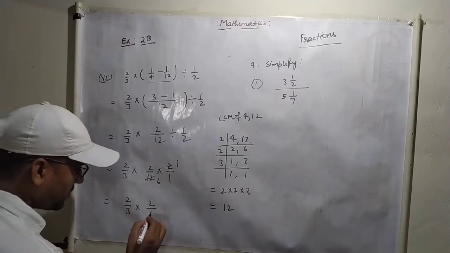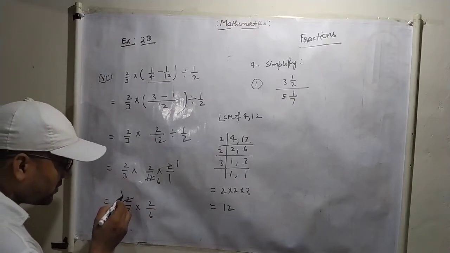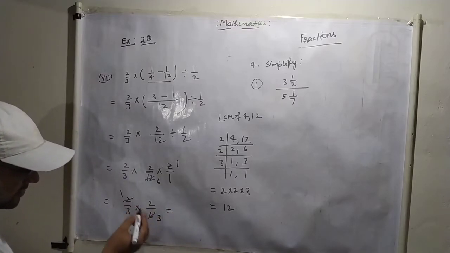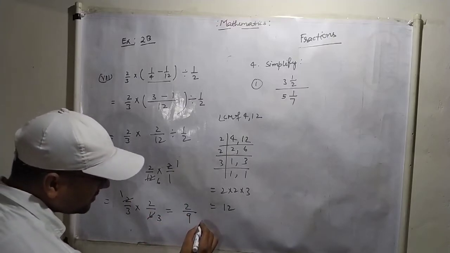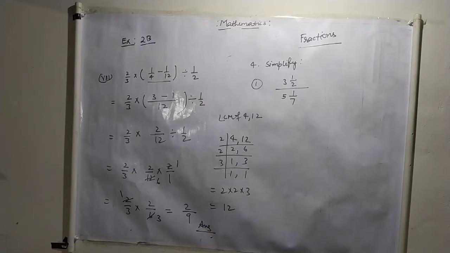Then you will get 2 upon 3 multiply 2 upon 6. Okay students, if anything is cancelled out, you will cancel it. 2 1s are 2, 2 3s are 6, and then nothing is cancelled out after that. 2 1s are 2 and 3 3s are 9. You will get 2 upon 9. That one is your answer, students. 2 upon 9.